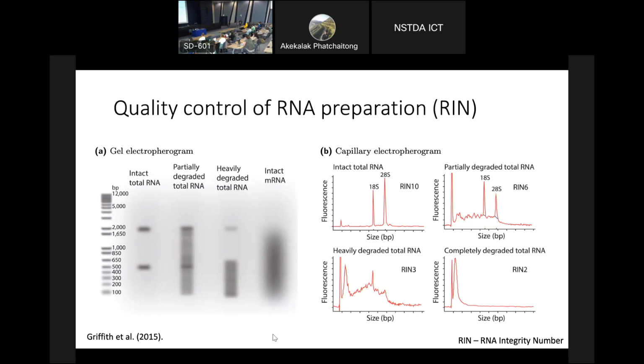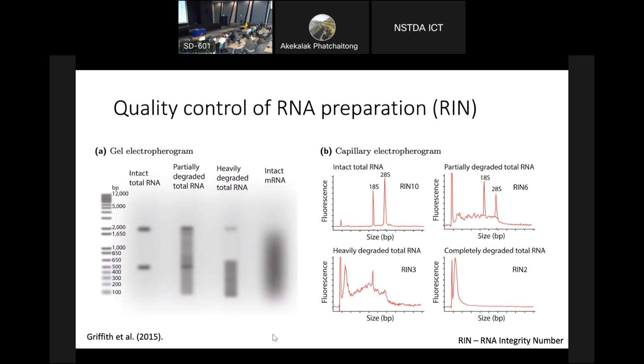And if that intensity starts going downwards, and you end up with a lot of fragments, so if you see something like that with a lot of smaller fragments, that's partially degraded total RNA. And if you see a lot of them mostly at the lower scale, then it's heavily degraded total RNA, right? So that's in the olden days, traditionally.